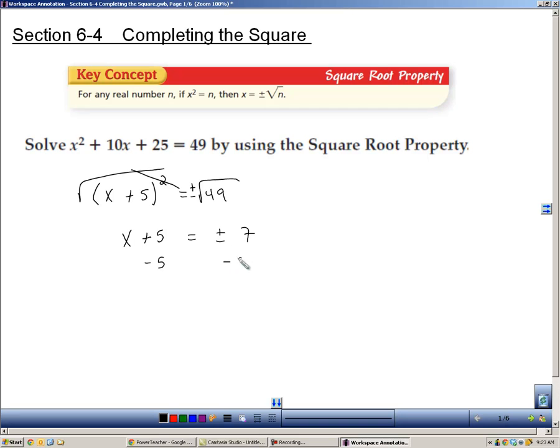Then we can finish this by subtracting 5. And when I write my answer, I usually write it negative 5 plus or minus 7. So now what are the two solutions? Negative 5 plus 7 and negative 5 minus 7. So that would be negative 12 and 2.